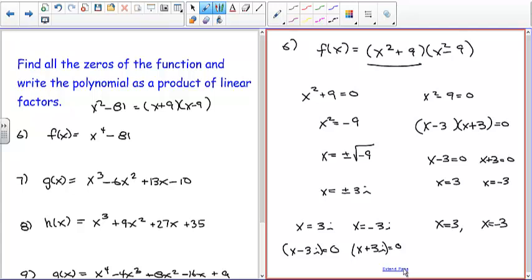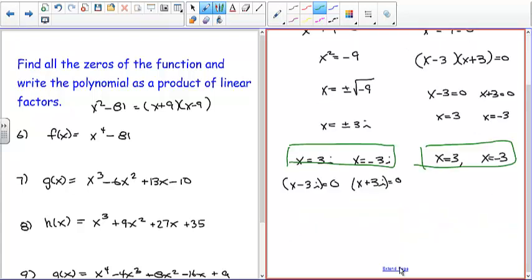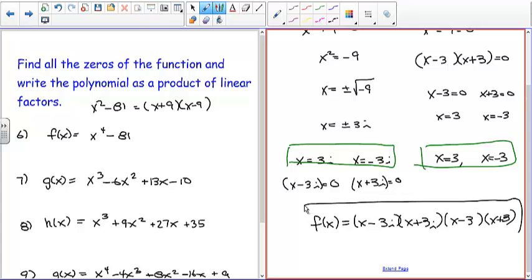So it says find all the zeros. So the zeros are going to be these and these. And in terms of the original function, we use the factors. So we have x minus 3i, x plus 3i, go back up here where it's factored, x minus 3, x plus 3. So that's the answer for that one.